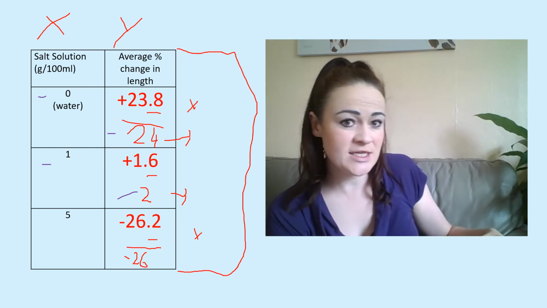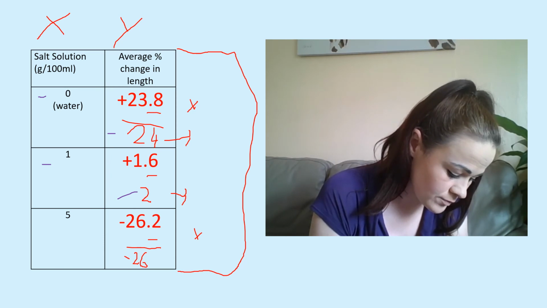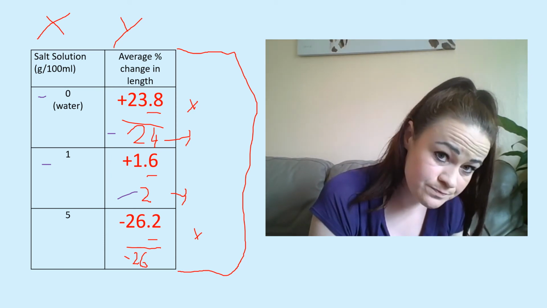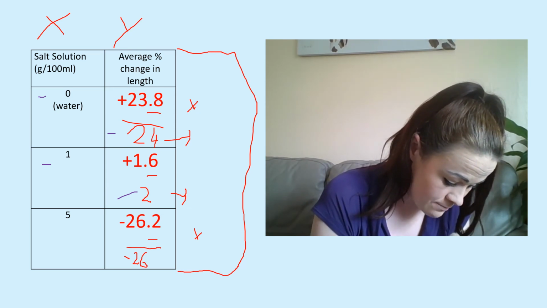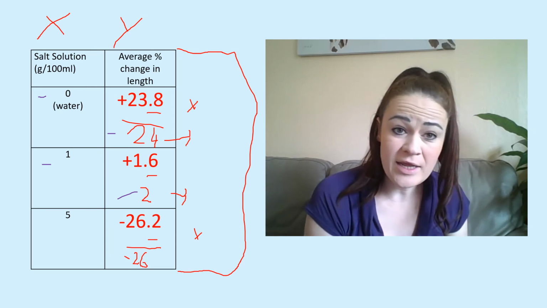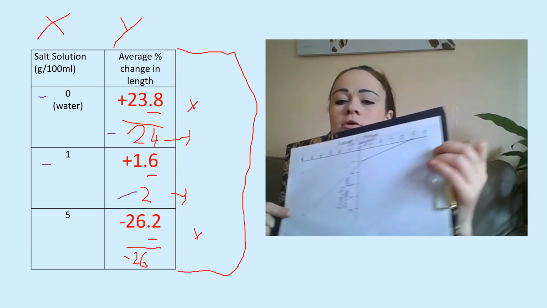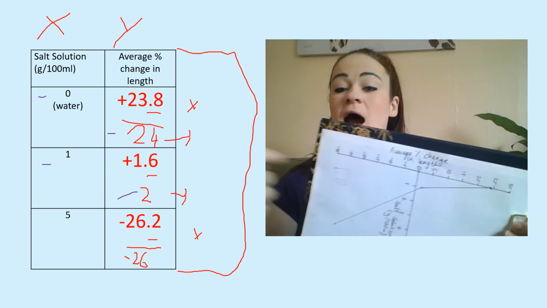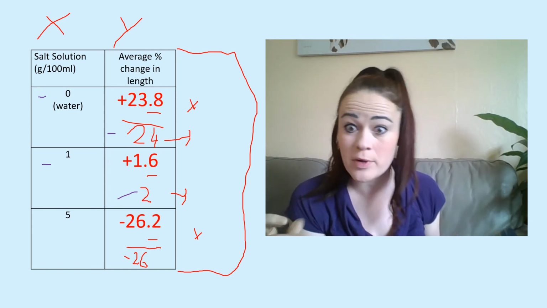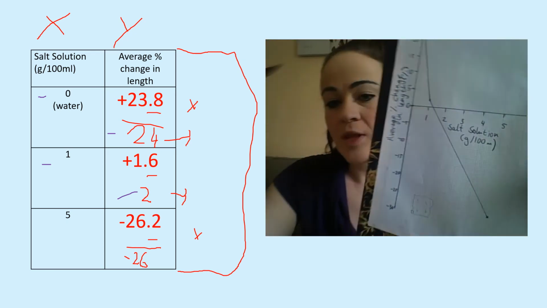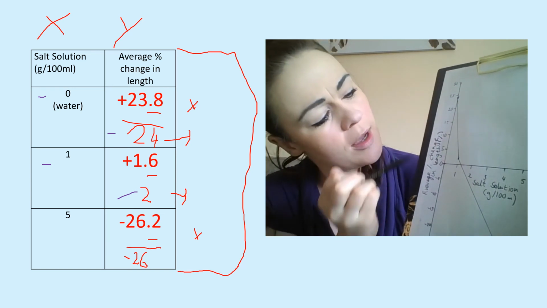Then I'm going to look at my y-axis. And it is average percentage change in length. Although I've got the units in the title, it says percentage there, I'm just going to put my units in brackets again, just to cover my back, so that nobody can argue I didn't do units. So I've got my label, my units, my label, my units.